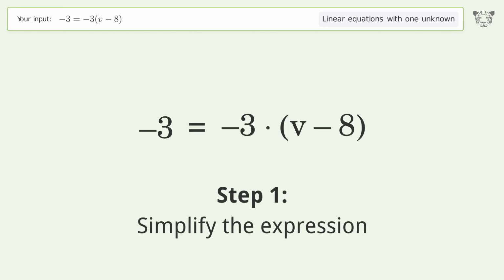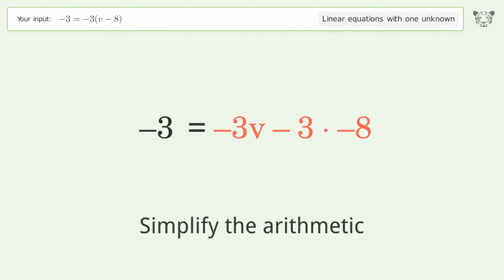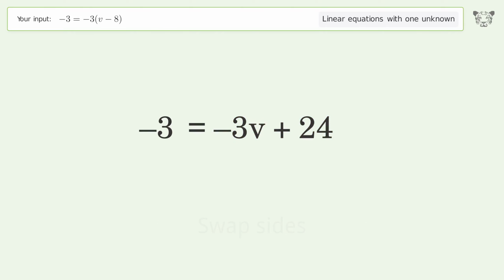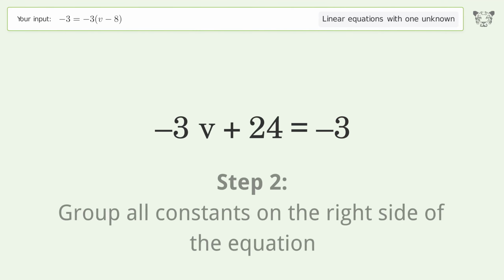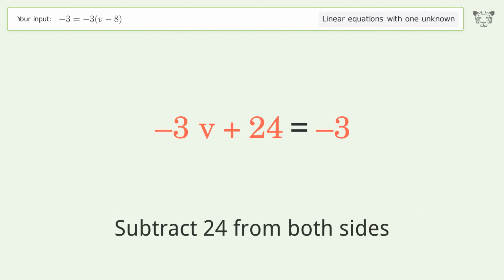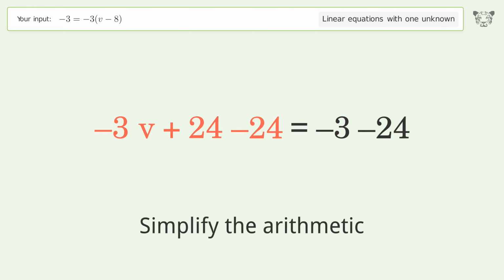Simplify the expression. Expand the parentheses. Simplify the arithmetic. Swap sides. Group all constants on the right side of the equation. Subtract 24 from both sides. Simplify the arithmetic.